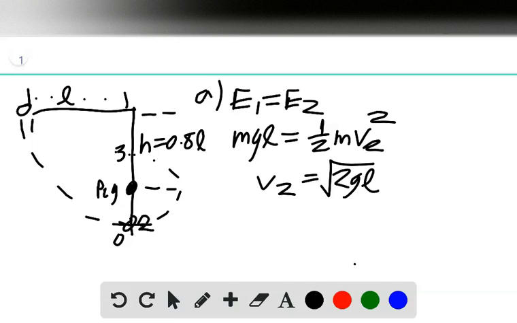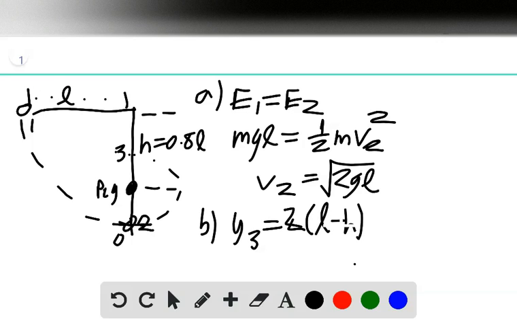Part B asks us to find the speed at point 3 here, with the ball swinging around this peg. Let's figure out the potential energy first, because we're going to have to find this distance, and right now we don't know what it is. So we start with y3 is equal to 2 times (L minus H). That's because we're including this portion down here and this top portion, so we have to do 2 times.